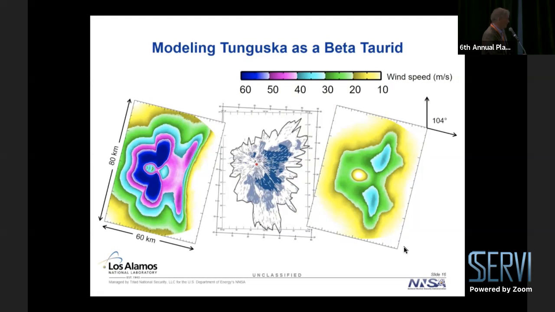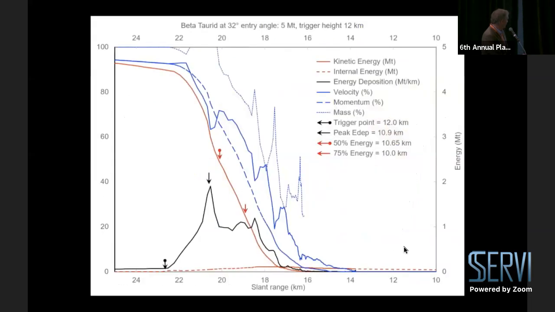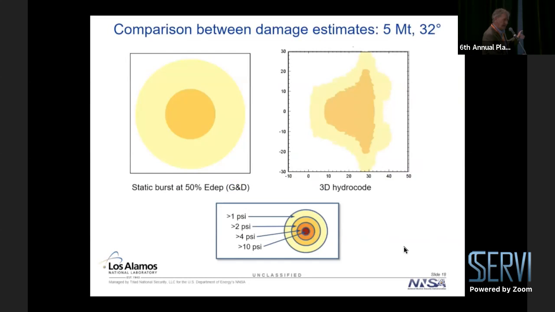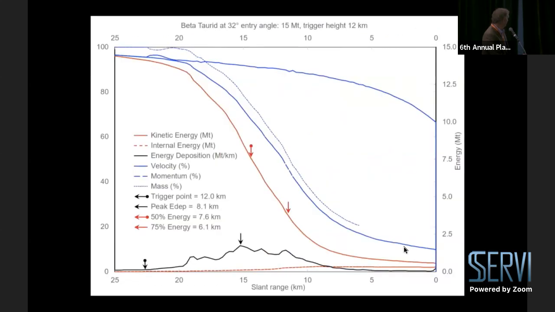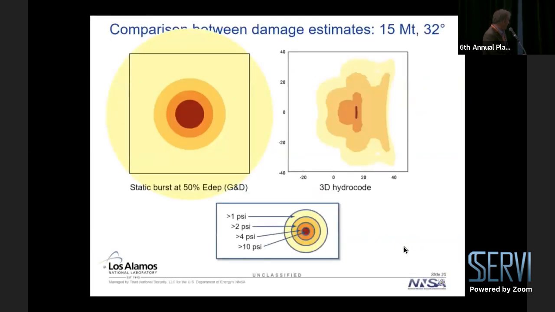Very quickly, I'll go through these last ones. As you know, I'm very interested in the beta Taurid possibility for Tunguska. So I also ran a couple of these at a 32-degree entry angle. And these are the curves associated with that. And now we've got this non-circular energy deposition curve. This is the comparison with Glasstone and Dolan. And actually, I didn't go through and measure the areas, but it's extremely close. And here's another one. And this one, actually, the Glasstone and Dolan is worse.